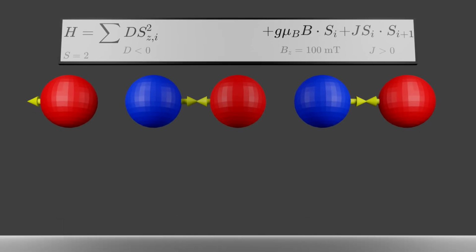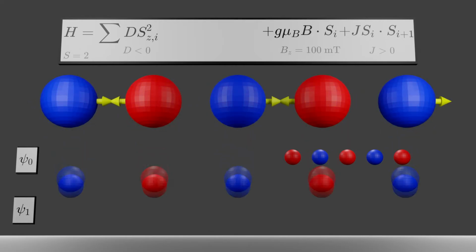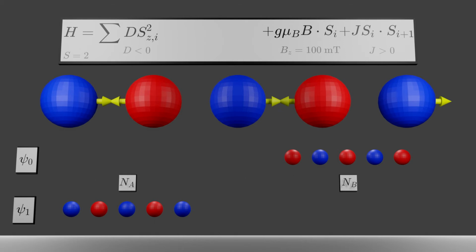Now, the two lowest energy eigenstates, psi0 and psi1, are very close in energy, less than 1 millielectron volt apart. Psi0, the ground state, is as shown. And psi1 is the opposite. Let's call these states Na and Nb for so-called Néel states A and B. Okay, so far so good?